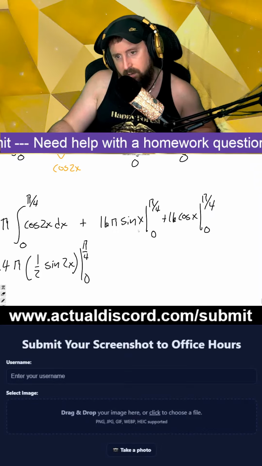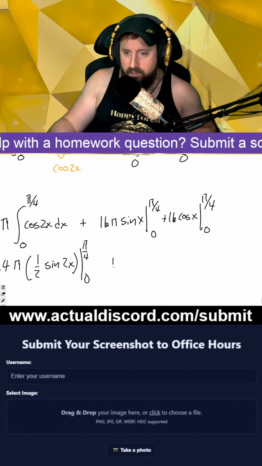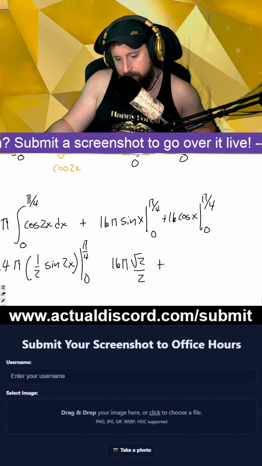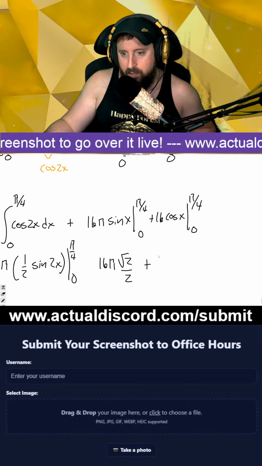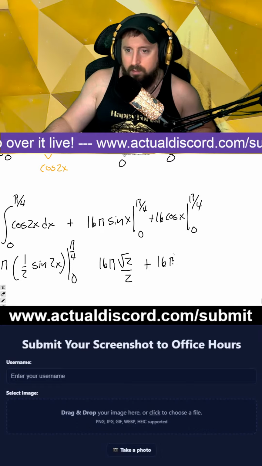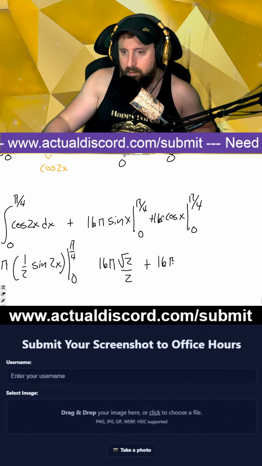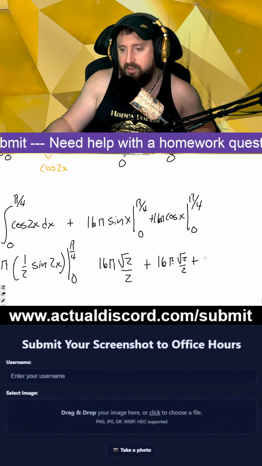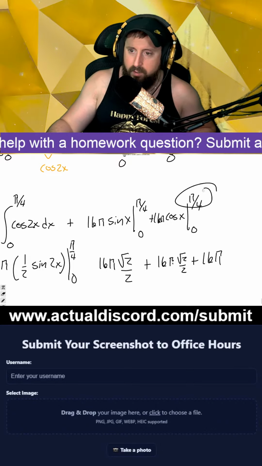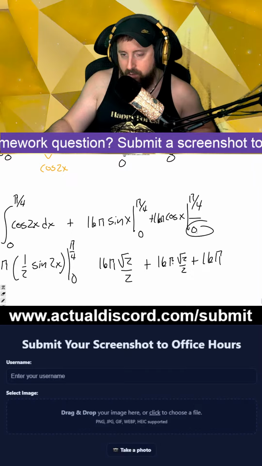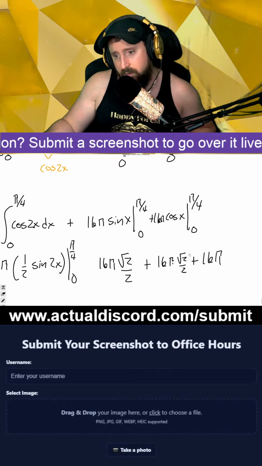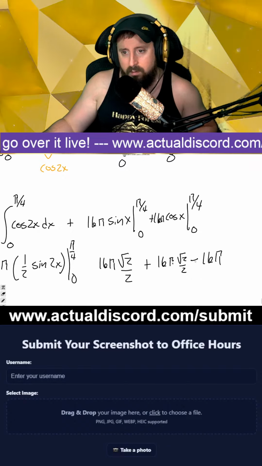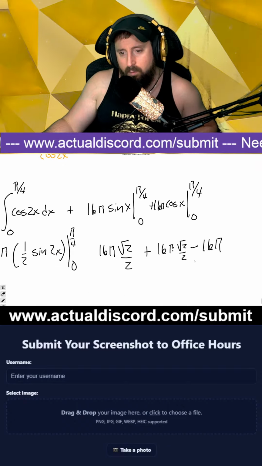This is going to be... Well, sine of 0 is just 0. So that's going to be 16 pi square root of 2 over 2 plus 16... I forgot there's a pi here as well, sorry. 16 pi square root of 2 over 2 plus 1 plus 16 pi, right? Because that gives you a square root of 2 over 2, and then it's minus cosine of 0. Cosine of 0 is 1. Oh, so sorry. This is minus then. Sorry. Okay.